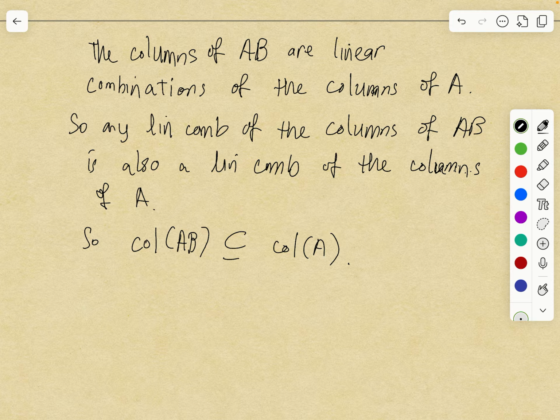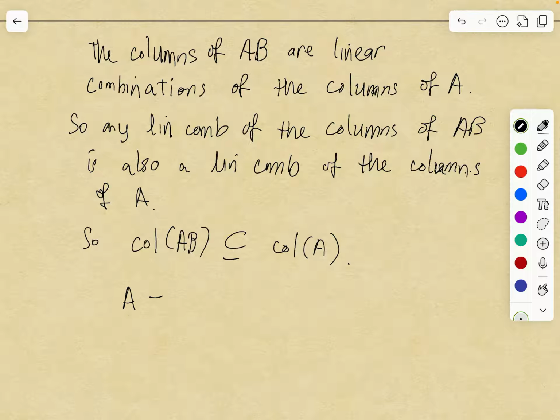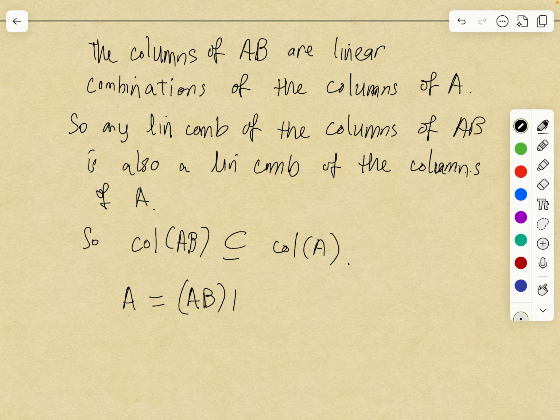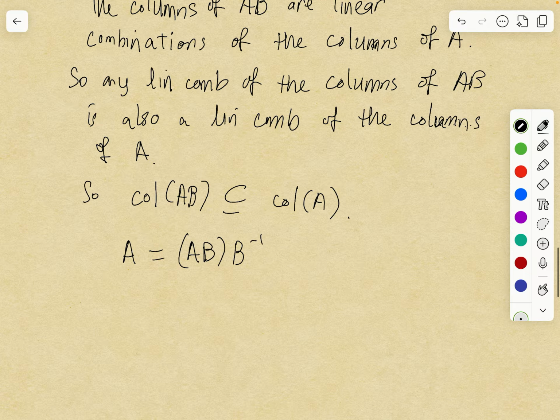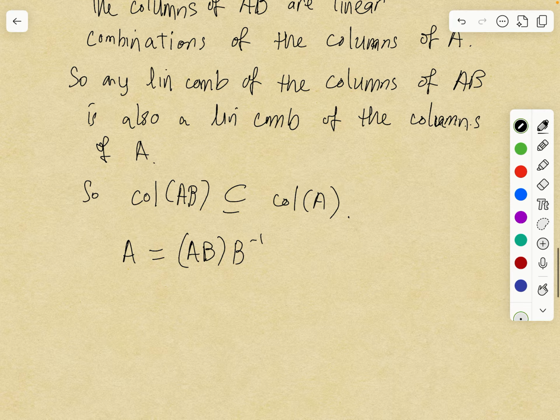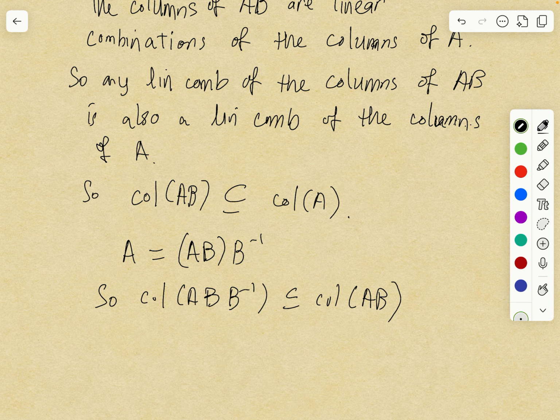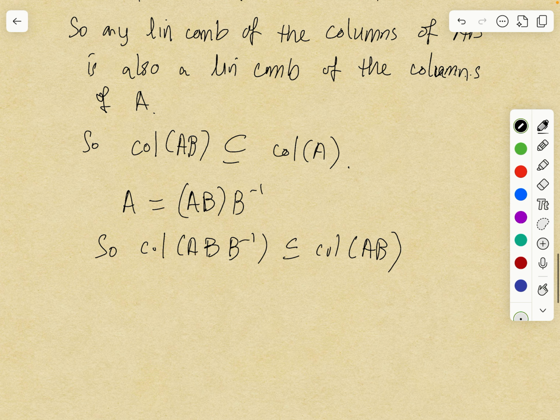But A can be written as AB times B inverse, right? And B inverse is an invertible matrix. So the column space of A, B, B inverse must be, by the same reasoning as what we had above, contained in the column space of AB. But A, B, B inverse is equal to A. So the column space of A is contained in the column space of AB.